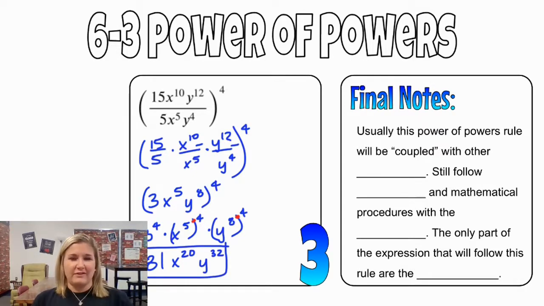So don't be afraid if you see something with a bigger number and you think, I don't know if that could be the right answer. It probably is, especially when you're taking something to a power and we're multiplying there. It gets big really quickly. I will tell you, with this power to the power rule, you're probably going to see it coupled, grouped together with other exponent rules.